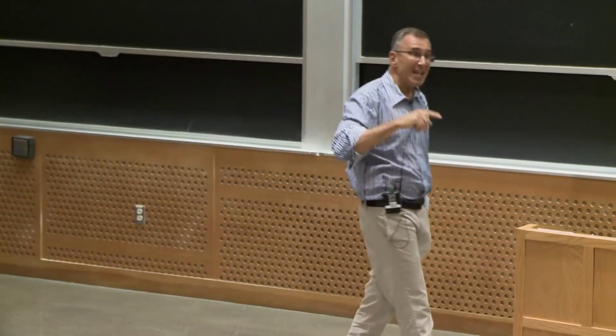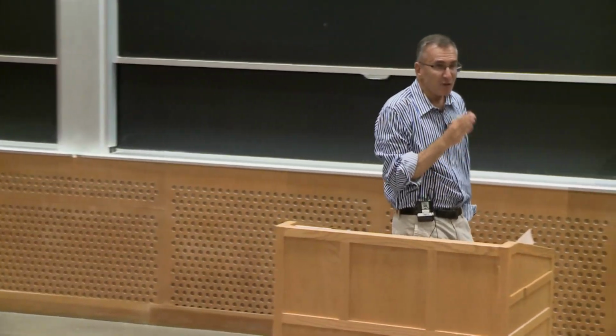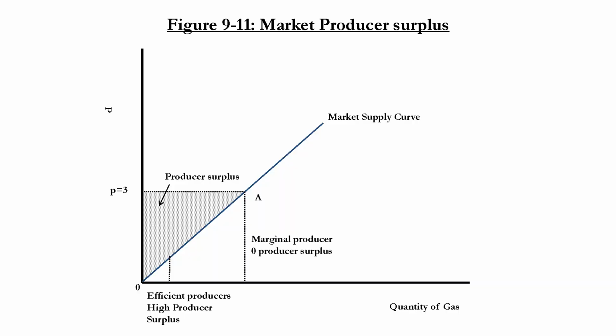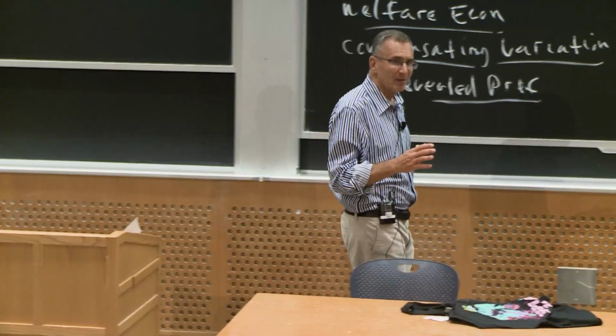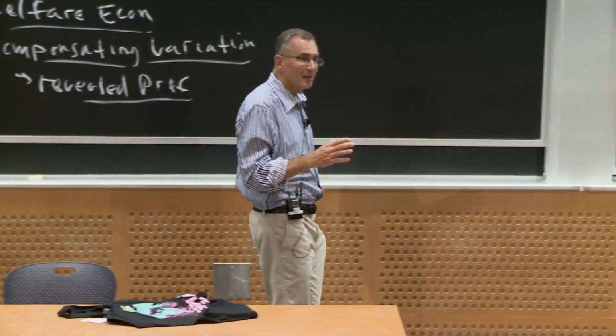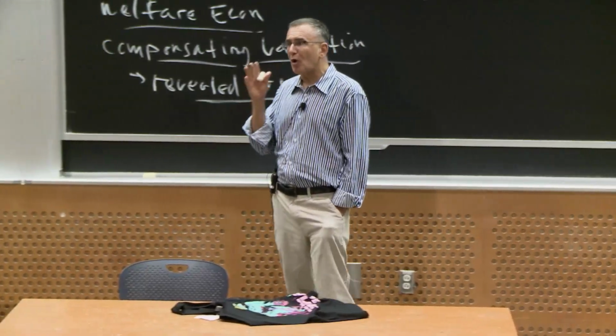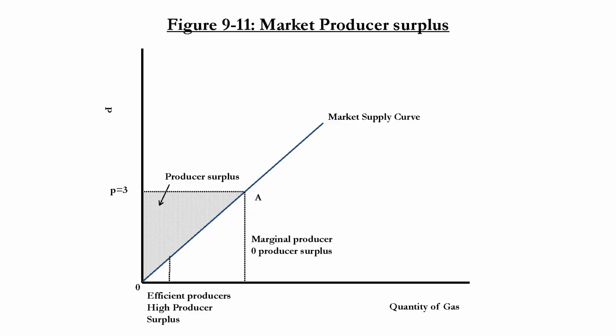And what you see is the same intuition, that there's a bunch of providers of gas. On the very left is the most efficient provider of gas. Their marginal cost is epsilon. They can produce gas for epsilon, yet they get $3 a gallon. That's all profit to them. $3 minus epsilon. As you move to the right, marginal cost rises, so profit falls.